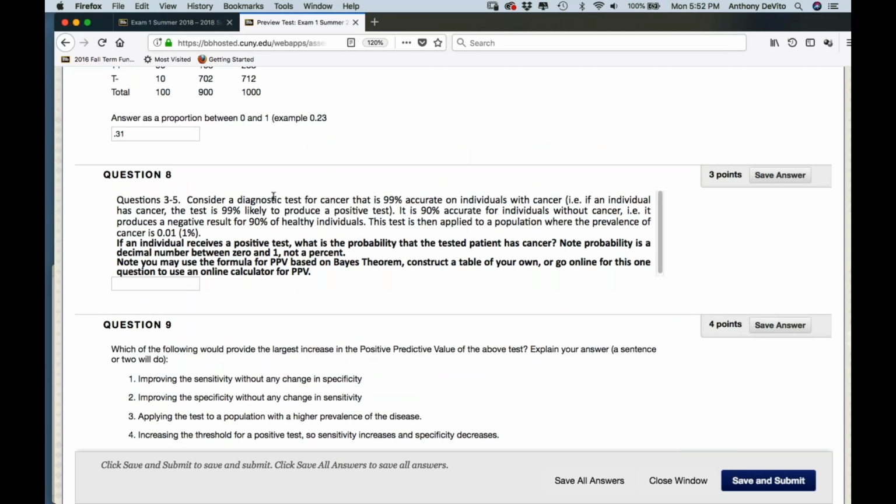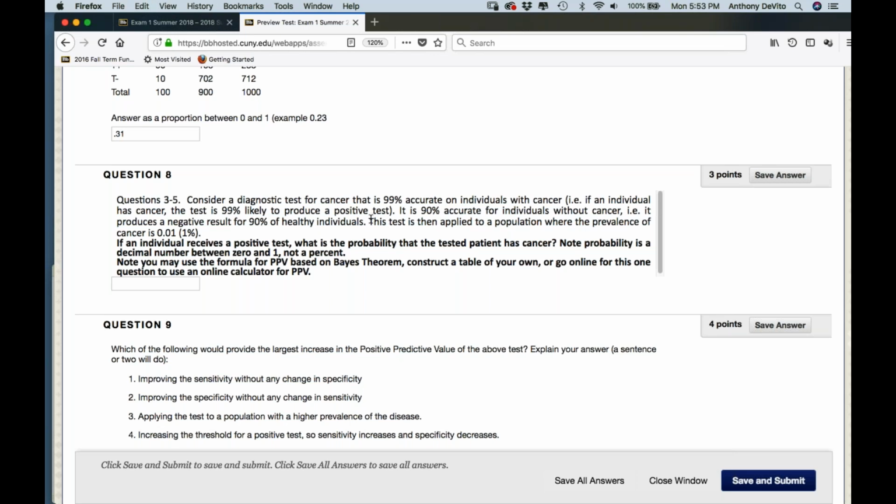Okay, so consider a diagnostic test for cancer that is 99% accurate. That's a really high sensitivity. On individuals with cancer, if an individual has cancer, the test is 99% likely to produce a positive test, basically our definition of sensitivity. It is 90% accurate for individuals without cancer, in other words, correctly identifying people that present and take the screening test as not having cancer. That's the specificity, how good it is at predicting that you don't have it when you don't have it.